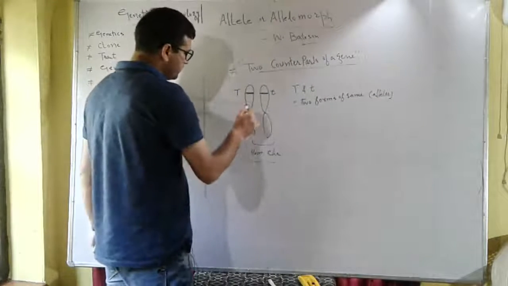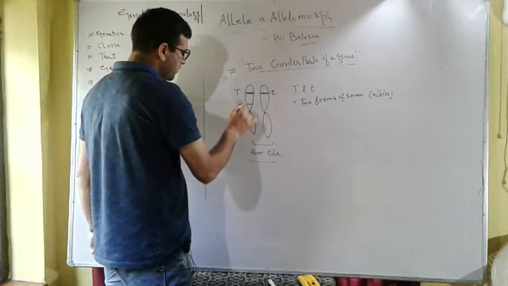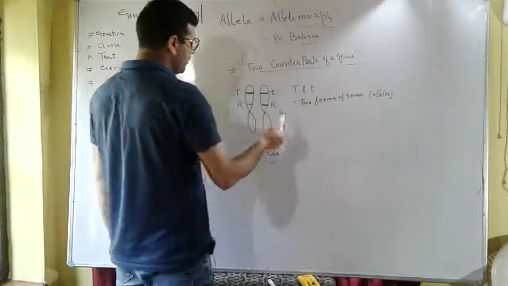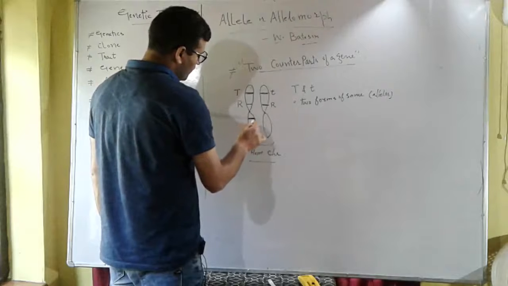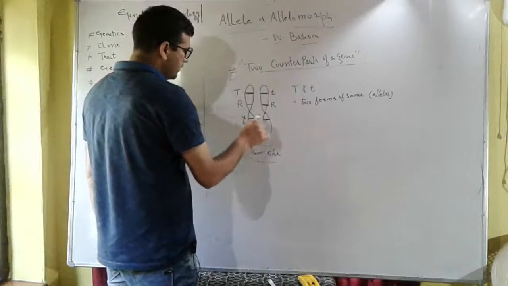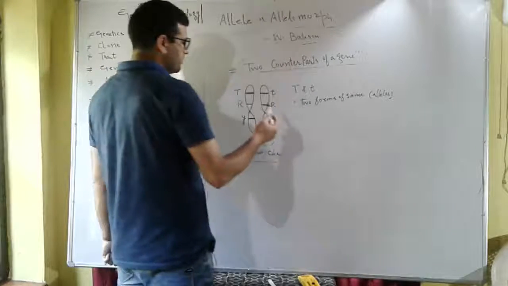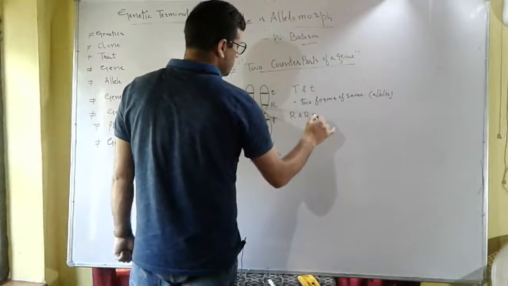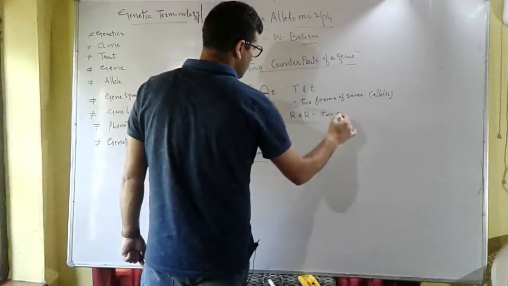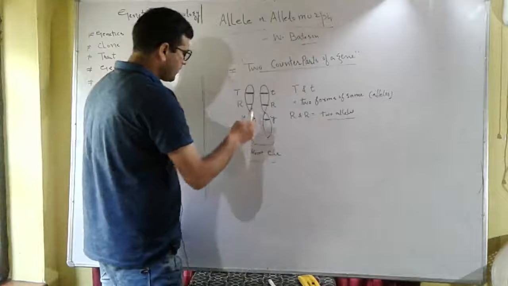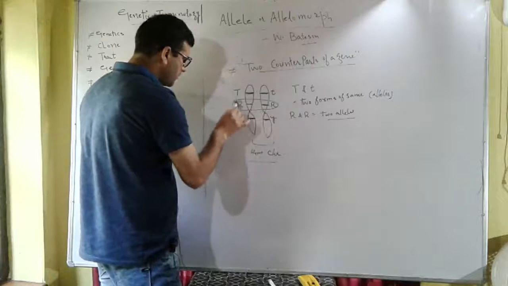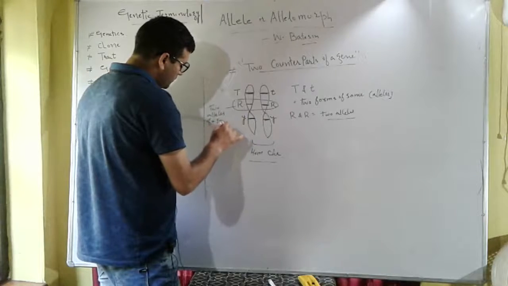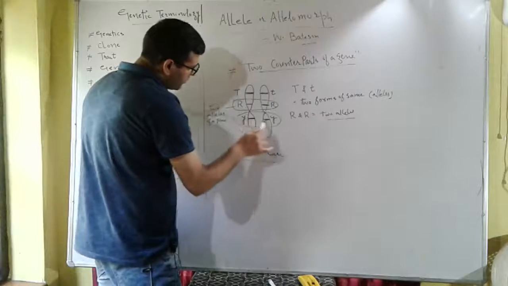Or we can say that we have capital R, capital R. These are two forms of the same gene. These are alleles. Or suppose we have small y, small y. These are two forms of the same gene. These are two alleles of a gene. Same is the case with small y, small y.